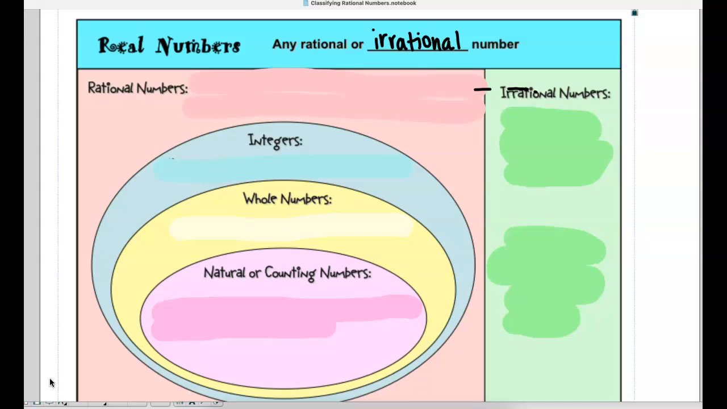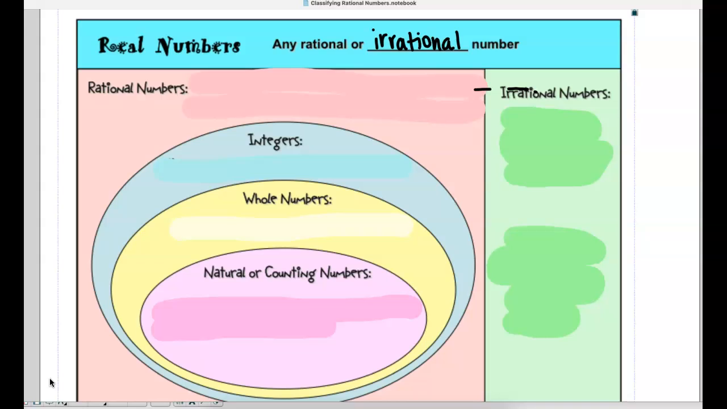Okay, now all of the rest of these numbers that we're going to talk about are real numbers. Okay? Because under real numbers, there's two categories. There's rational numbers and there's irrational numbers.